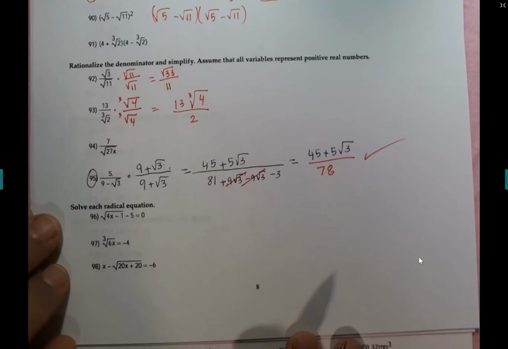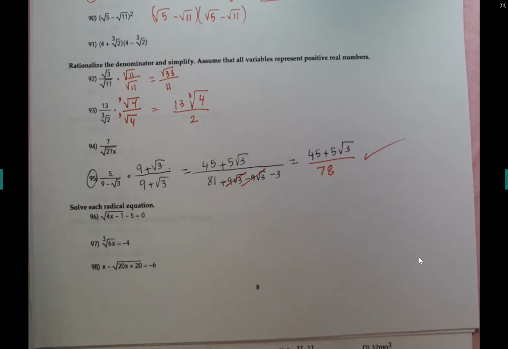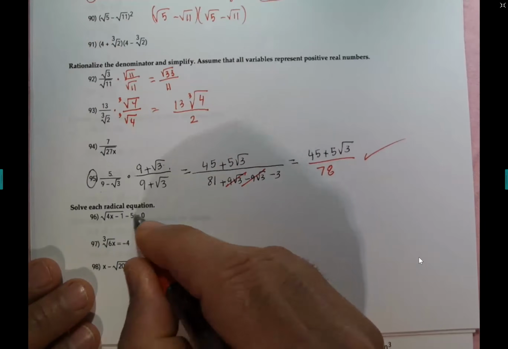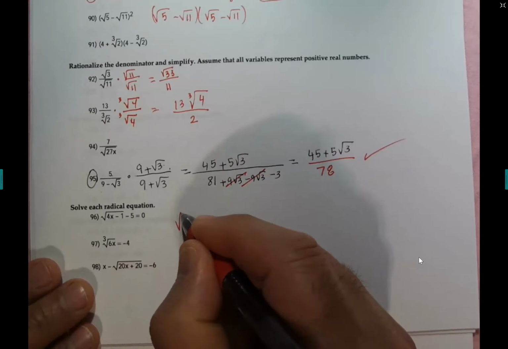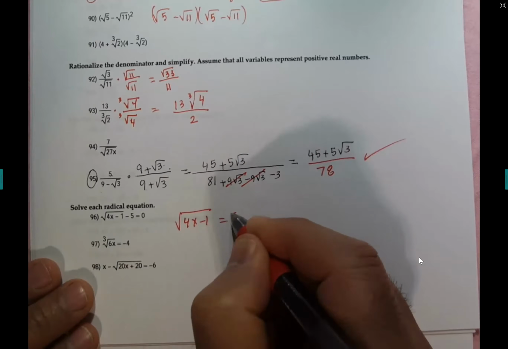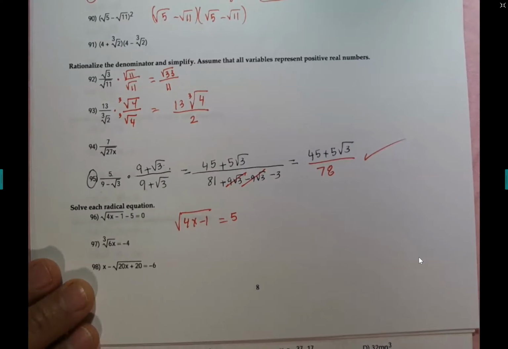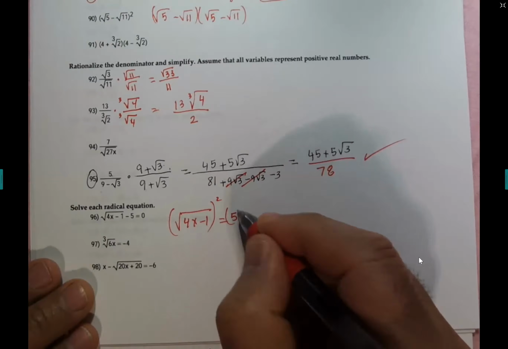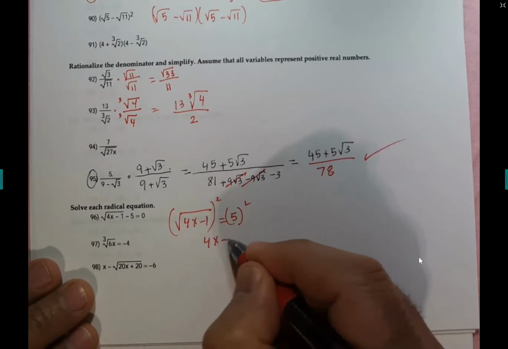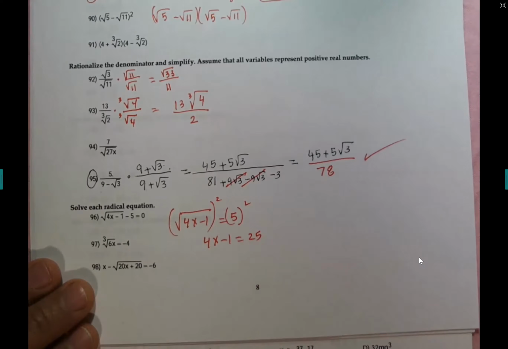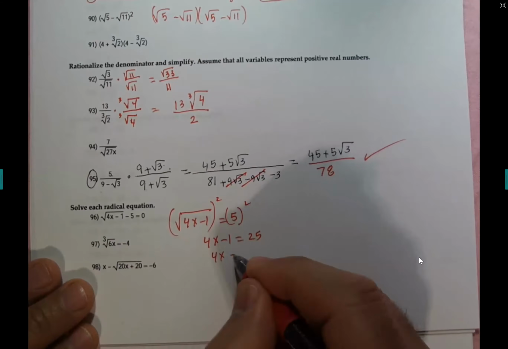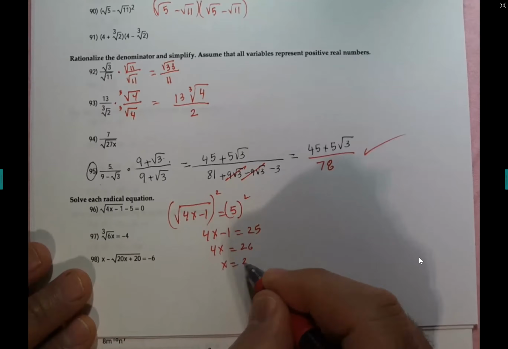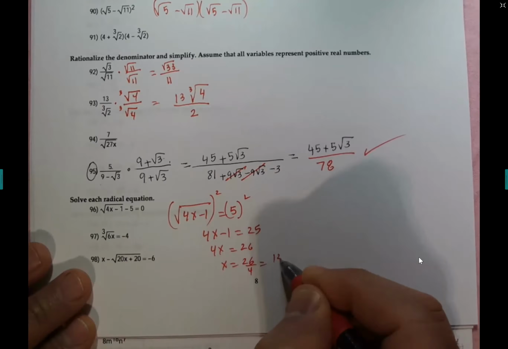96, solving equations with radicals. Okay, here's how we do that. You can add 5 to both sides. And then you need to get rid of the radical, guys, square both sides. So you get 4x minus 1 is 25. You get 4x equals 26. And then you get x is 26 divided by 4 or 13 over 2.